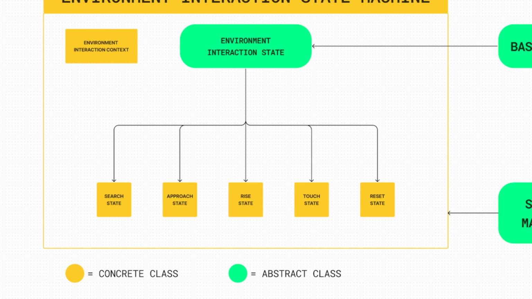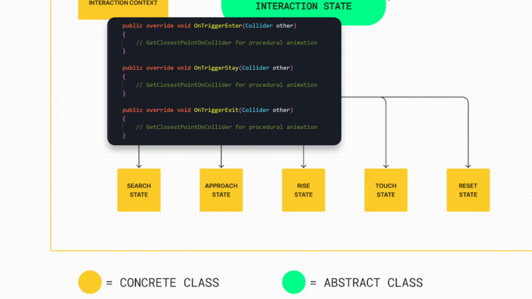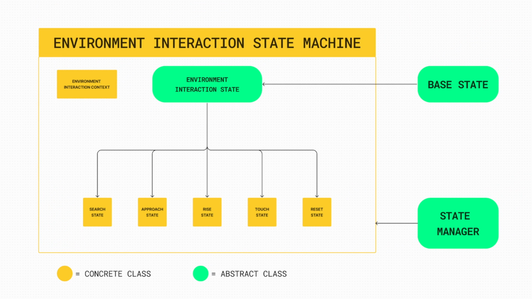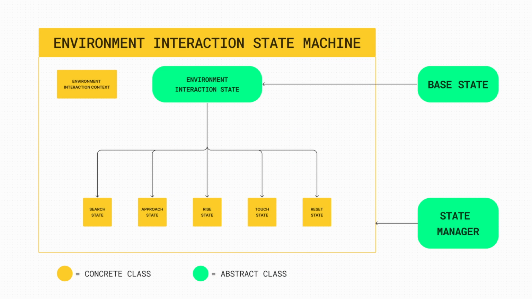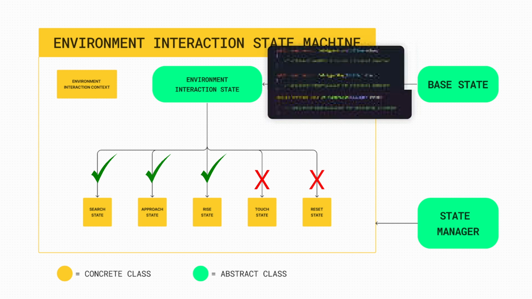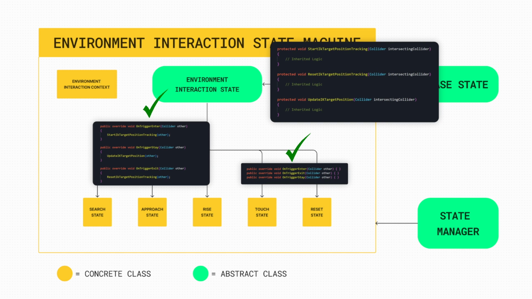Meanwhile, the approach and rise states may both require the use of GetClosestPointOnCollider as we track and update the IK target position where we want our character's hands to move. One of the most famous principles of programming is to keep your code DRY, aka don't repeat yourself. While we can't have the environment interaction state define logic for all of the states in the onTriggerEnter, Stay, and Exit methods, because those might be different depending on the state, we can instead expose new methods in this abstract state that the concrete states can inherit and choose to invoke in onTrigger callbacks.